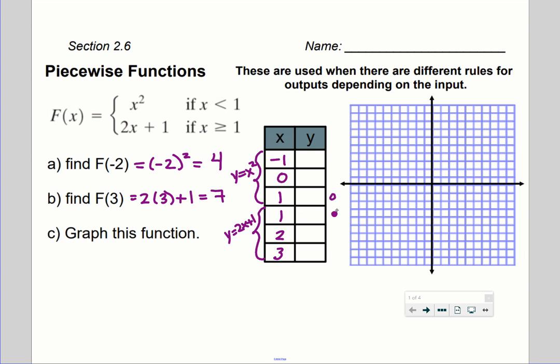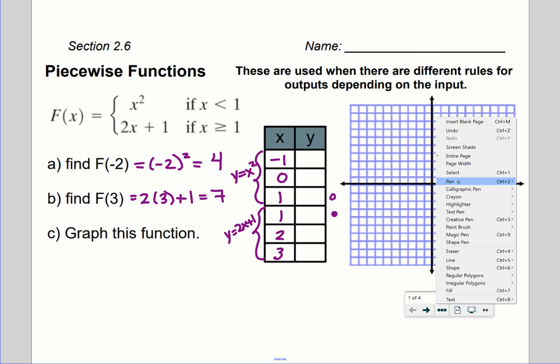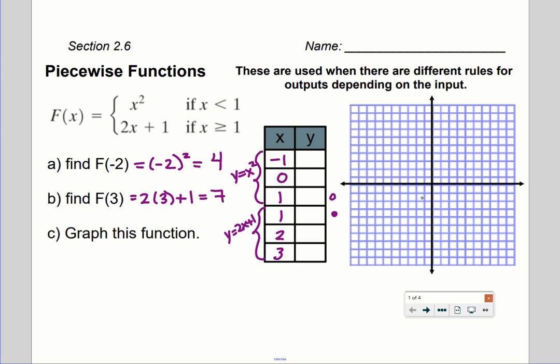All right, so now all you have to do is plug those x values into their respective equations. So the top 3 are going to get plugged into x squared. The bottom 3 are going to get plugged into 2x plus 1. So -1 squared gives me 1. 0 squared, 0. 1 squared. Okay, and then the bottom 3 get plugged into 2x plus 1. So 2 times 1 plus 1. 2 times 2 plus 1. 2 times 3 plus 1. We did that one already. It was 7.